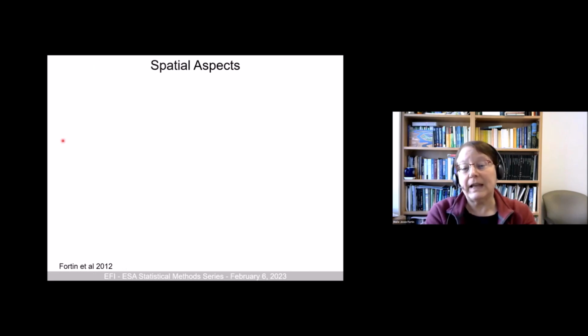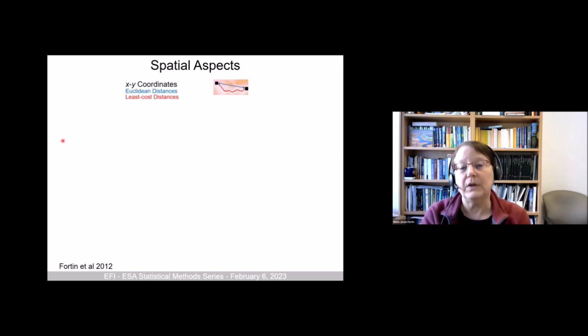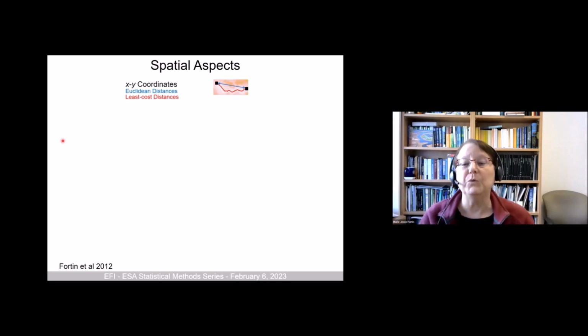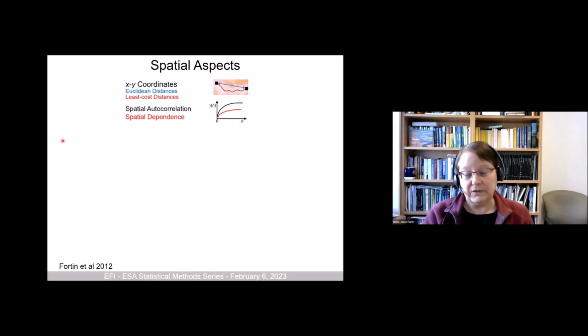So there are several aspects that could be important to consider when we talk about spatial dependency. In fact, there are several ways in which that could occur. The first is that we sample things at exactly some specific location that has XY coordinates. And then we maybe measure the Euclidean distance between them or the least cost path, depending if you're looking at animal movement in a fragmented landscape. Then you can assess the degree of spatial autocorrelation, like I said, and spatial dependency.